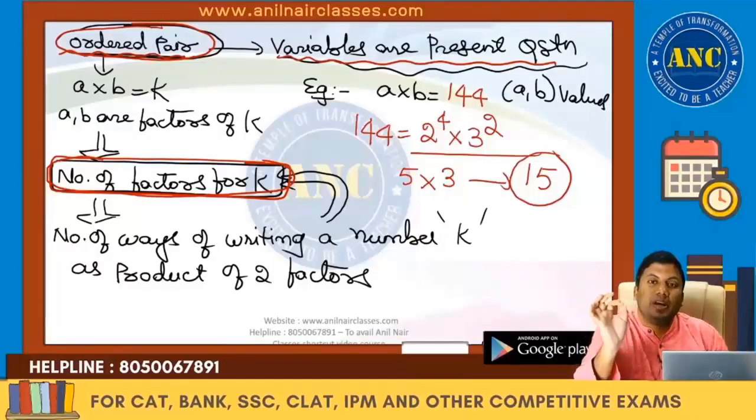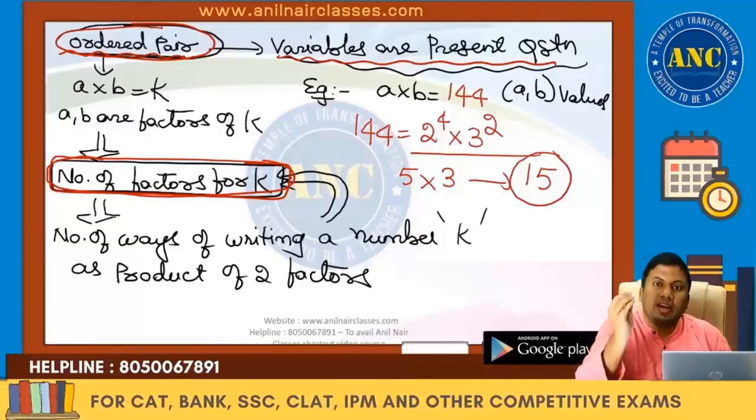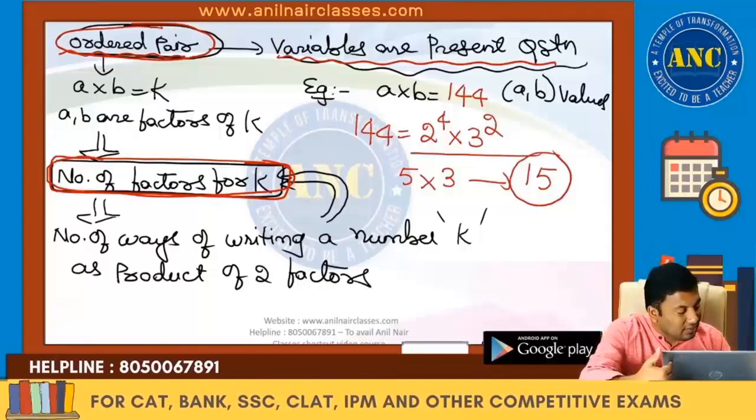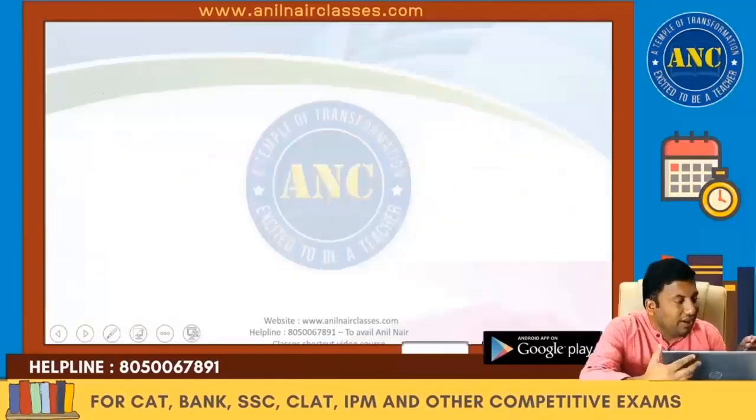The answer will always be equivalent to the number of factors. You can easily check whether a number is a perfect square or not: if the power of each prime in the number is an even number or 0. Now the next case comes: what if it is an unordered pair?